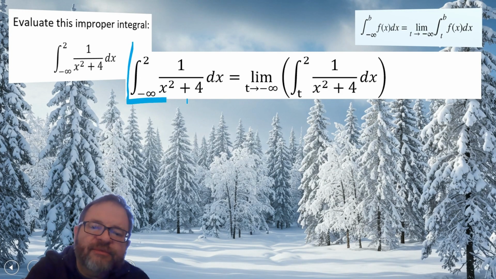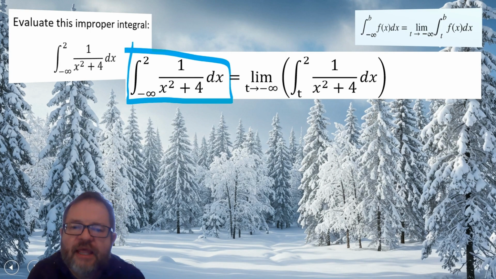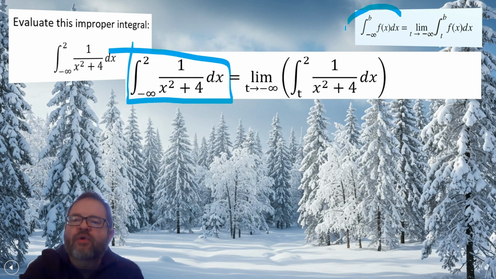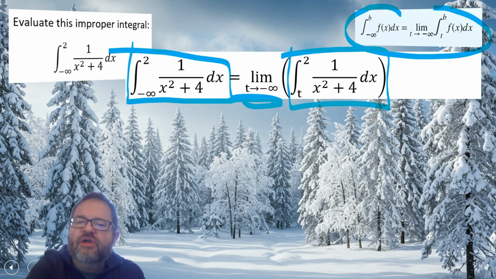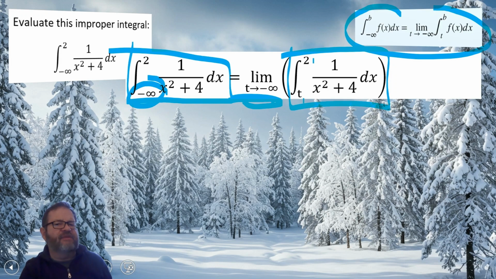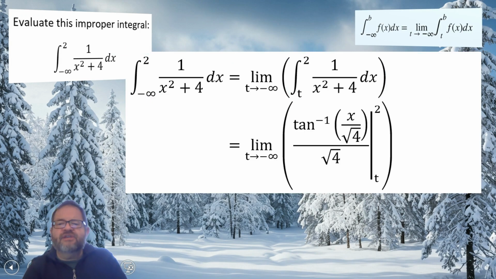Okay, so here is the problem we're trying to solve. And our rule tells us we can change this improper integral into the limit of a much nicer looking integral from t to 2. I mean, that doesn't look wildly different, but this business of having infinity as one of the stopping points of my integral does seem a little bit scary. All right, so let's see what we can do with this here.